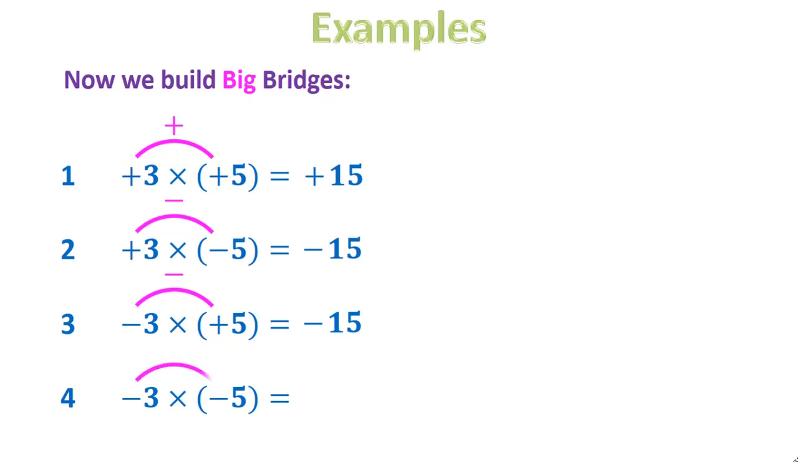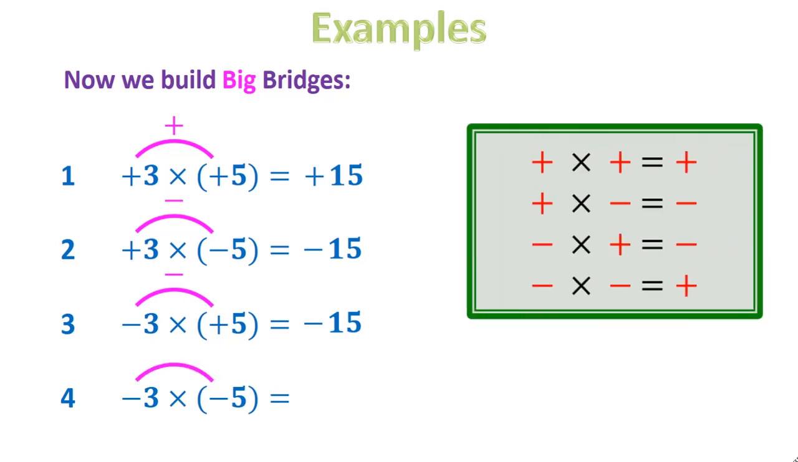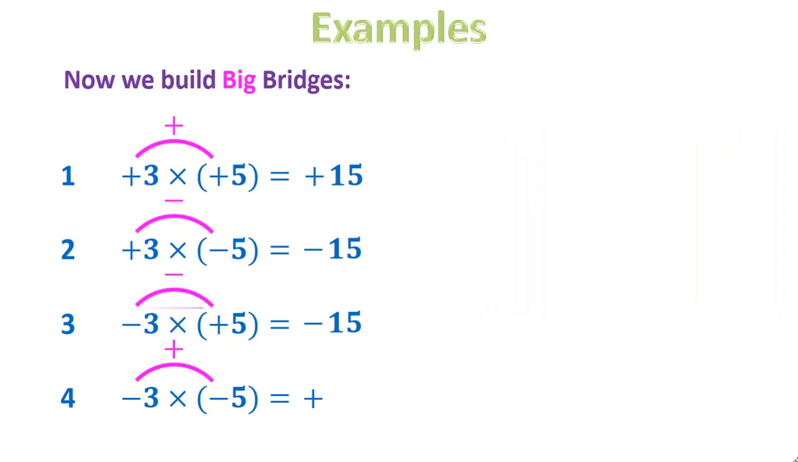Example 4, we build our bridge again, and we have a negative times a negative, which we can see here is a positive. So no matter what two negatives we multiply by each other, we always get a positive. And 3 times 5 is 15.